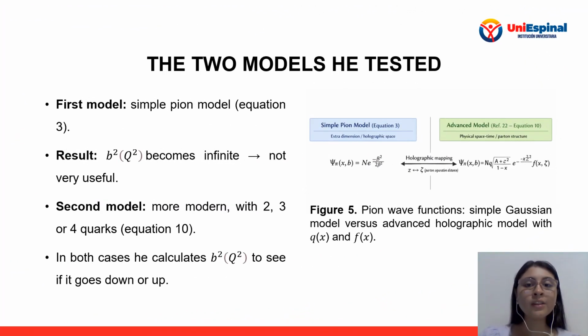Miller studied two types of models. The first is a simple model for the pion. The second is a more complete model that includes 2, 3, or 4 quarks. In both cases, he evaluates the same quantities to see how they behave as energy increases.